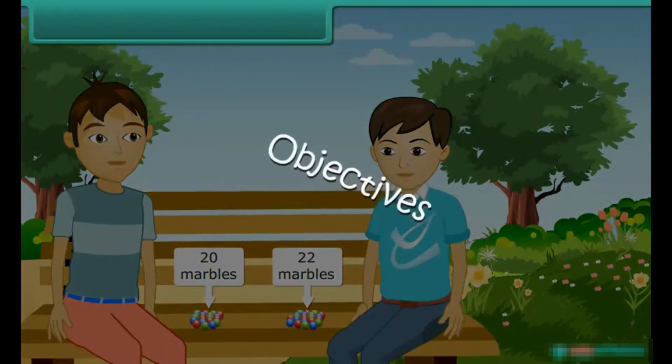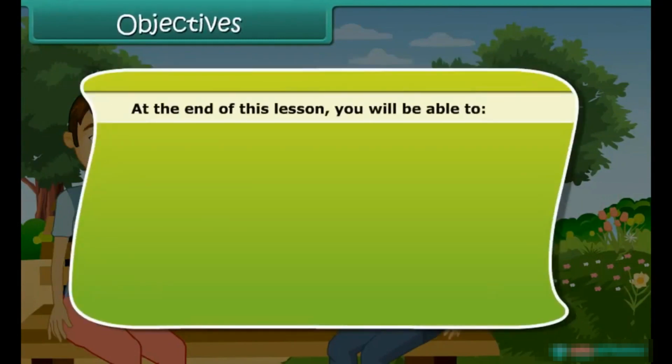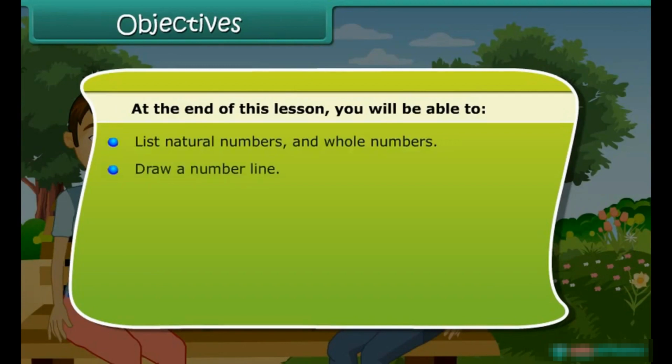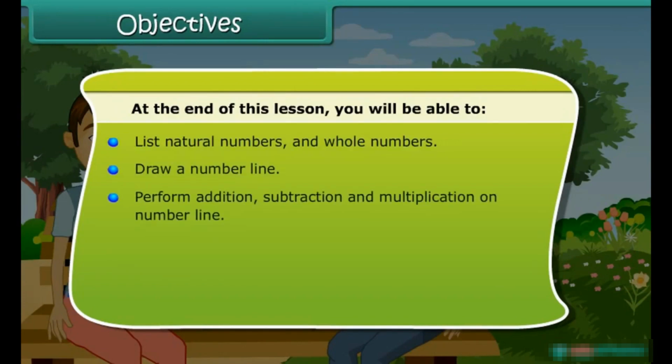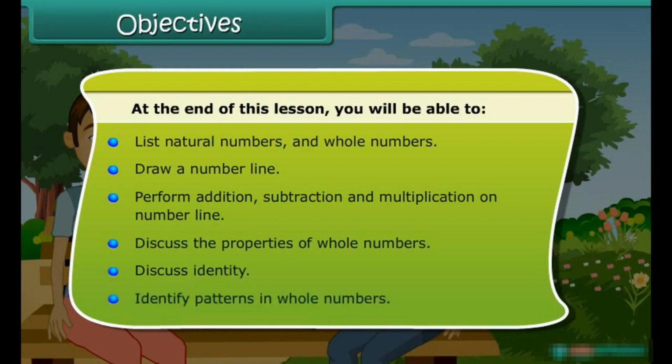Objectives. At the end of this lesson, you will be able to list natural numbers and whole numbers, draw a number line, perform addition, subtraction and multiplication on a number line, discuss the properties of whole numbers, discuss identity, and identify patterns in whole numbers. Natural numbers. We use 1, 2, 3, 4 to count the objects.